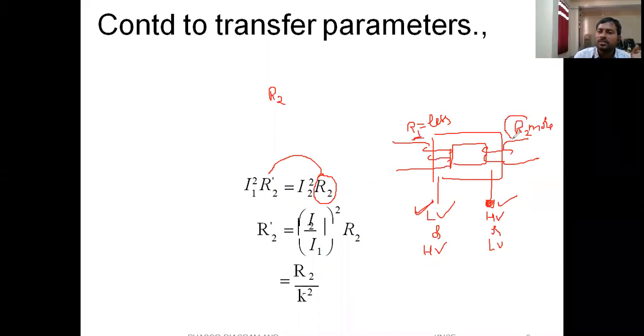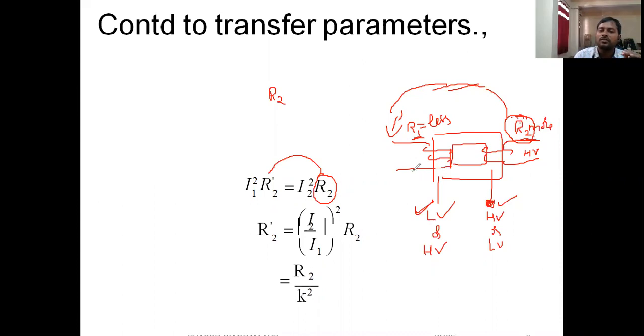So if you transfer this high resistance of HV to the primary, then what will happen? This high resistance must be reduced to low resistance, because it refers to HV. If you transfer this resistance to the LV side, it must decrease, because here the cross-section area of LV is more, so the resistance is less, and vice versa.